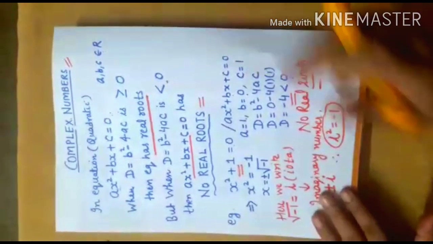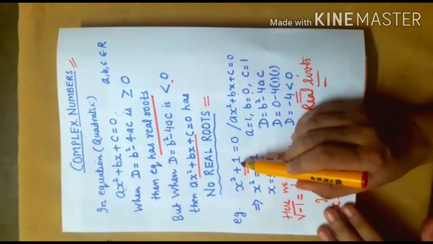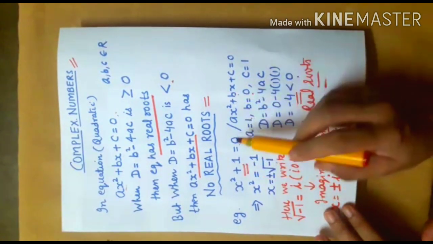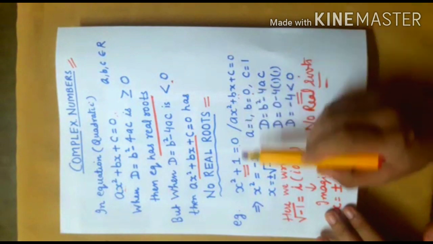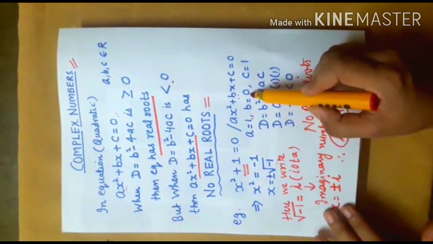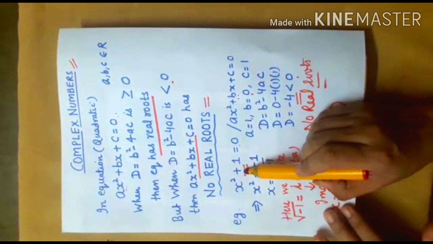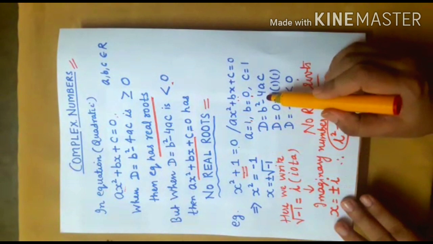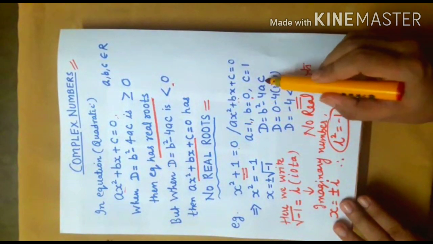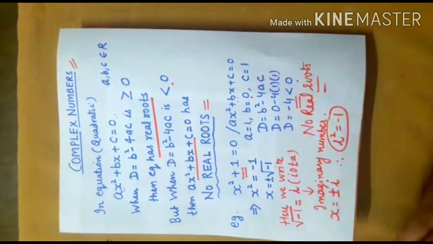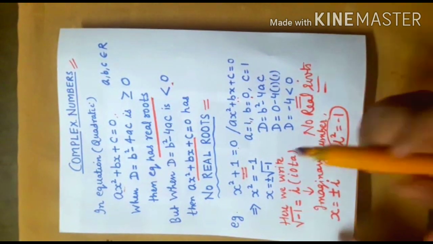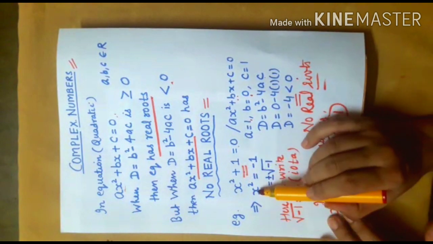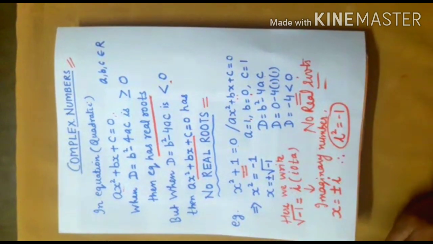For example, let's take the equation x square plus 1 equals to 0. It is a quadratic equation. If I compare it with this form, I'll get a equals 1, b will be 0 because there is no term containing x, and c is 1. So discriminant of this equation will be b square minus 4ac, and it will come out to be negative 4. Right? Now x square plus 1 equals to 0 implies x square is equal to negative 1.